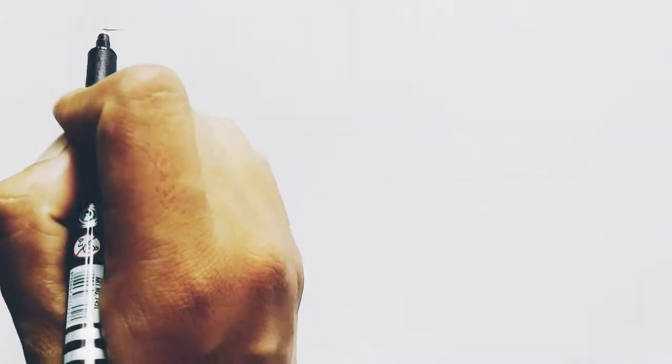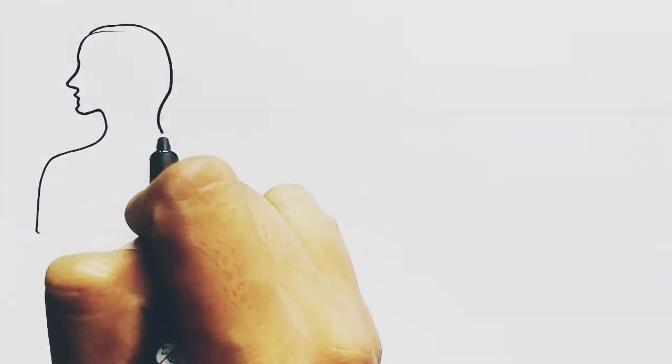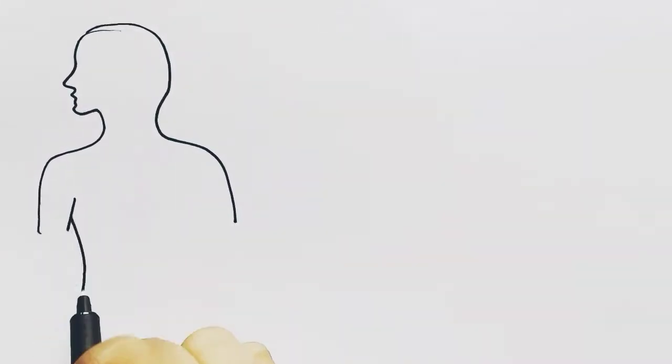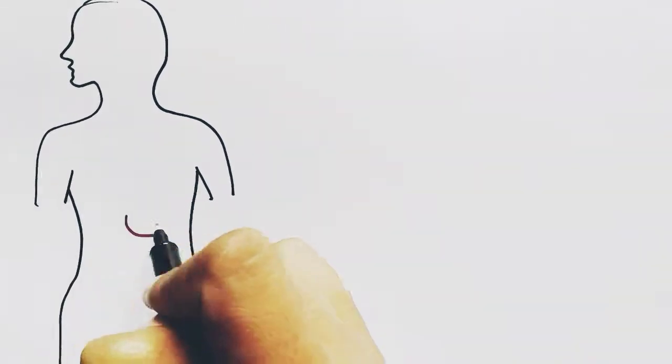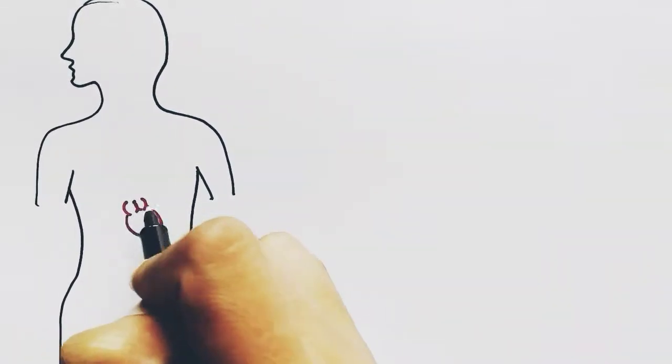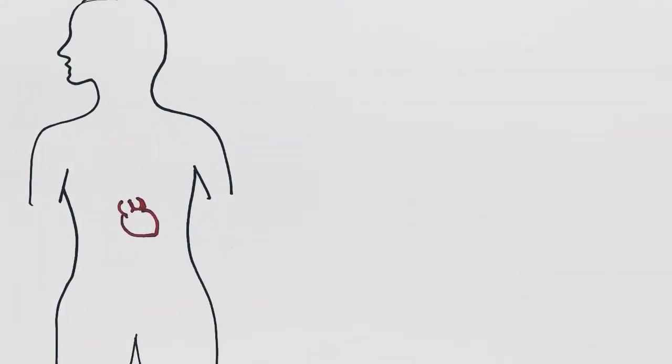Today we are talking about the anatomy of the heart. So we are inside the human body, and the heart is situated here, surrounded by the lungs, the right lung and the left lung.